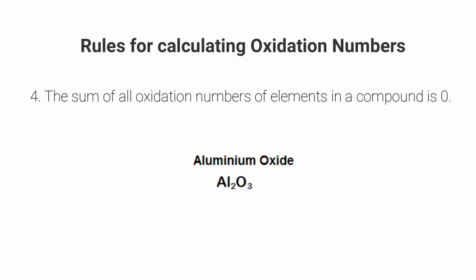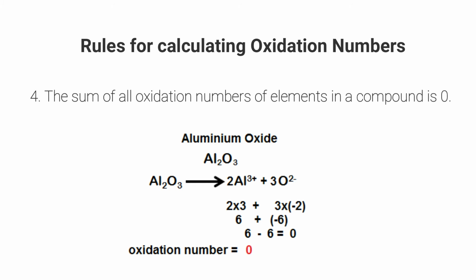Another example is aluminum oxide, Al2O3. Because aluminum forms +3 ions and oxygen forms O2- ions, then that would equal their respective charges. 2 aluminum times 3, that's +6. 3 oxygen times -2, that's -6.